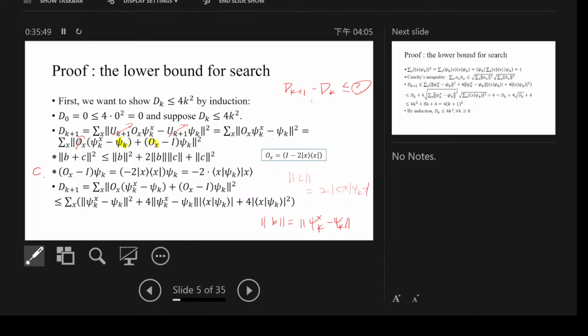So we get our dk plus 1 minus dk here, because this part is dk.